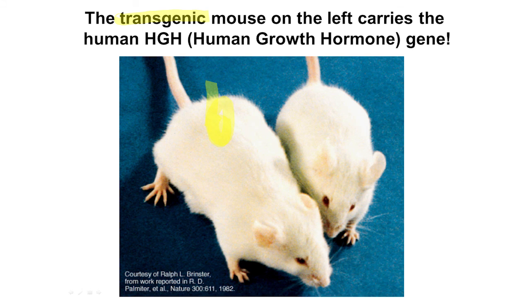It actually was engineered as an embryo to have the human growth hormone gene in it, and as it grew, it became a lot larger than its friend over here. So that's just one example of a transgene and a transgenic mouse.